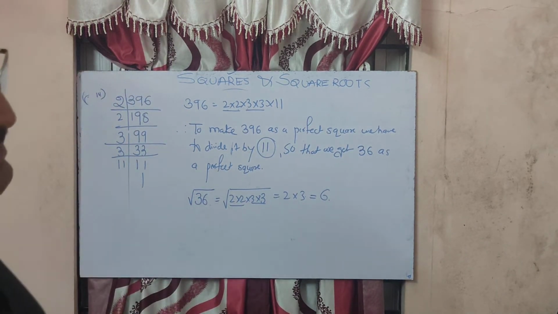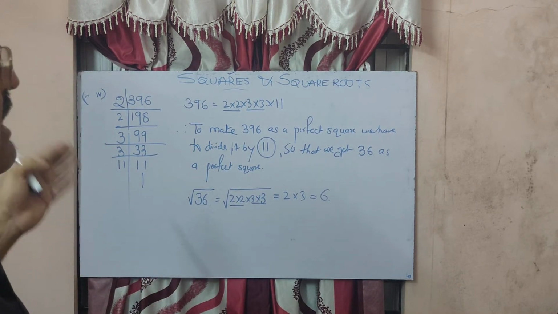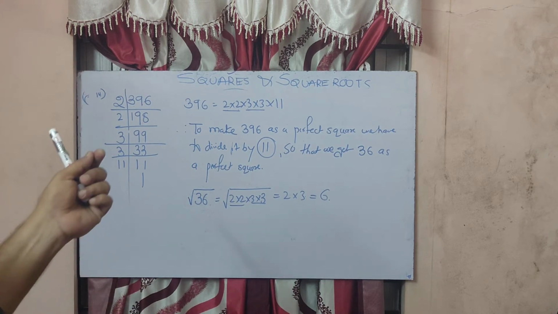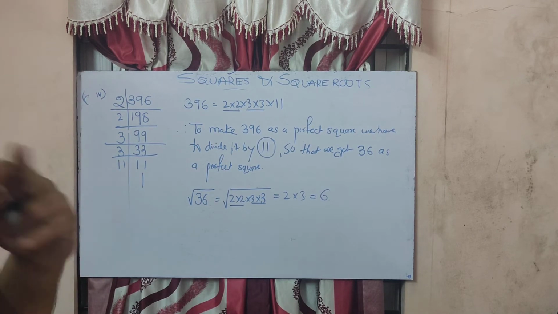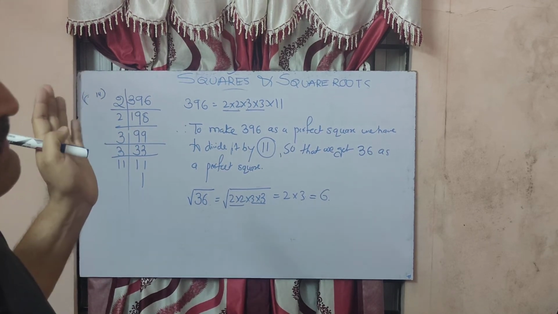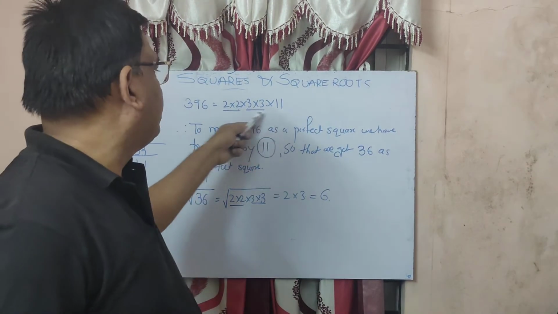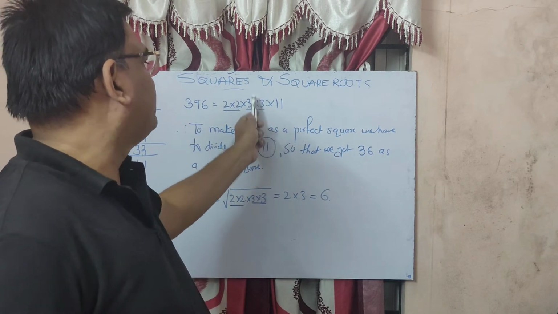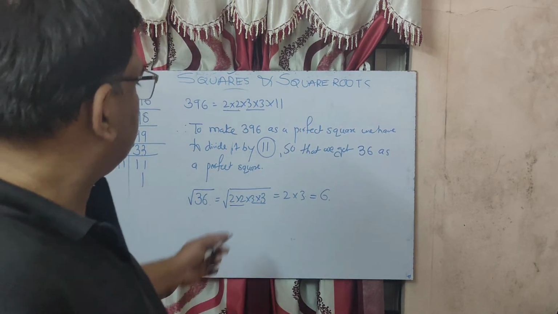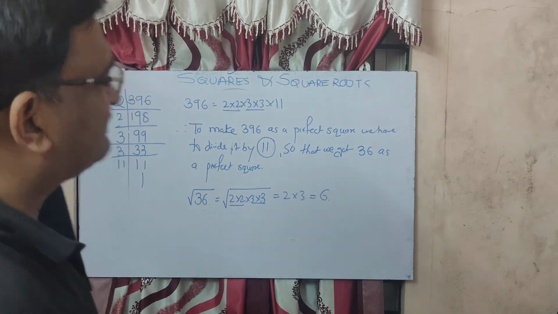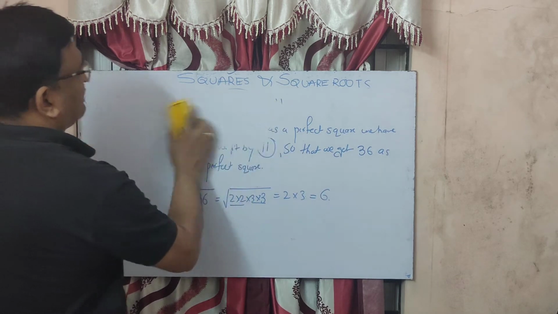The same method you have to apply. First of all, you have to find the prime factors. After getting the prime factors, you have to make pairs, and any number which does not have a pair, that is 11, you have to divide the whole thing by 11, and if you divide by 11, the remaining will be this much, that is what? 36. And 36 is a perfect square, and the square root of 36 is 2 into 3, that is 6. This is how we have to do this example. Now let us do another example.